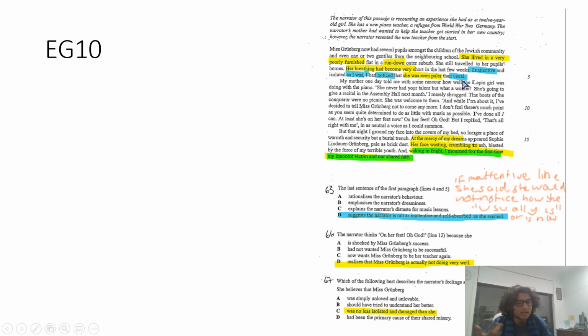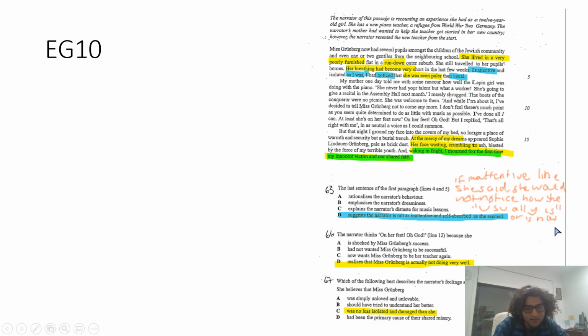Now, if she was usually inattentive, if you're not paying attention, you're not attentive, would you notice the color of someone's face? Would you notice if their face is looking a little different? For example, if someone wore the same earrings every day and then changed them one day, you would notice. But if you didn't pay attention at all, you wouldn't notice that small change. If you know what they usually look like, that means you're actually attentive. So the answer is D. It suggests that the narrator is not as inattentive and self-absorbed as she seems.